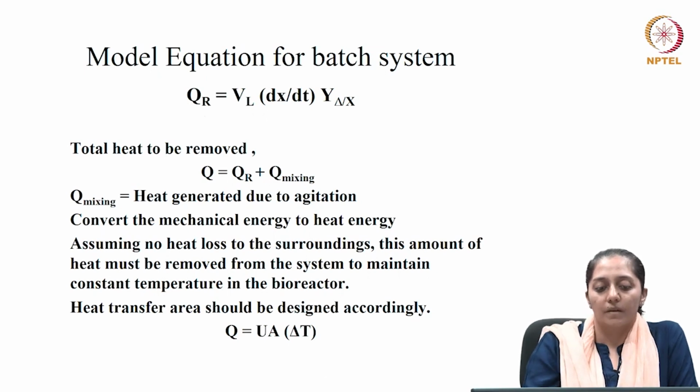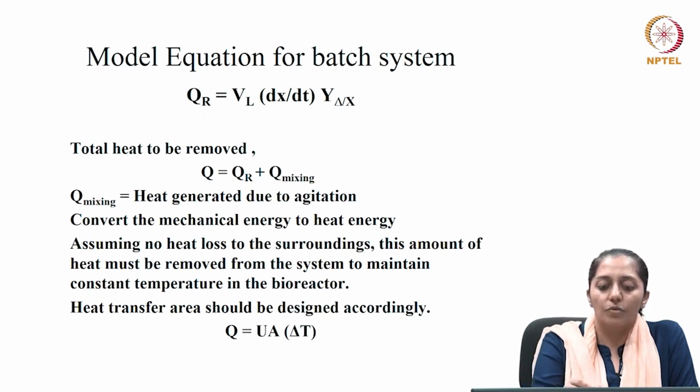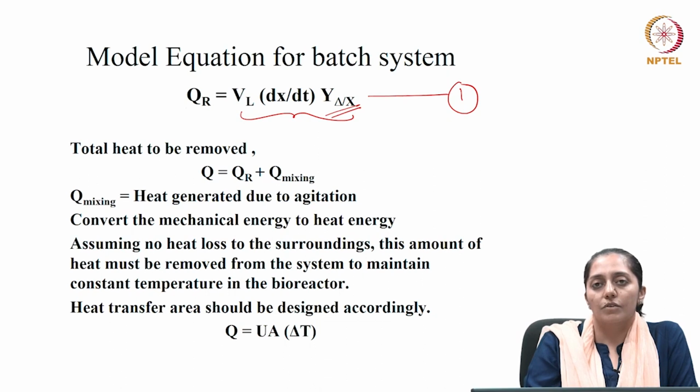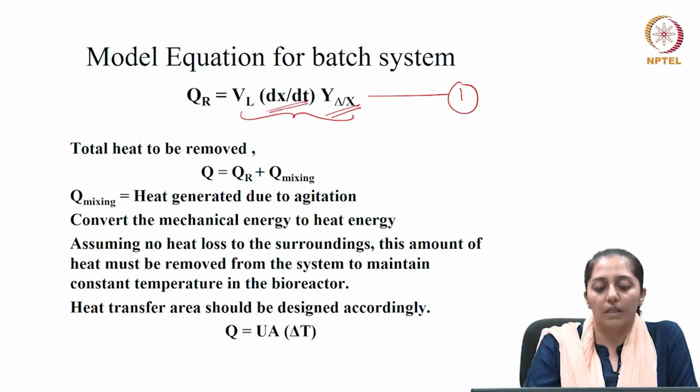So, in order to design the cooling system, QR would stand for the rate of metabolic heat which is generated, or the rate at which the heat is generated due to the growth rate of the culture. To determine that, we will use equation 1 here, once we know from the stoichiometry the heat yield per unit biomass and the growth rate of the culture.